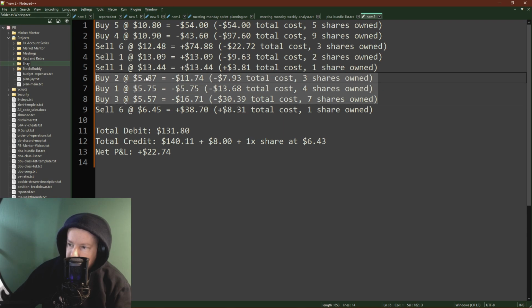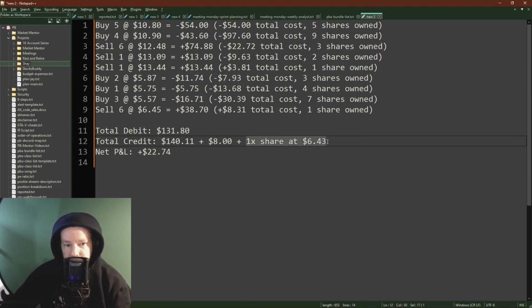So I bought 6 shares over the course of time to build it down into the 643 level, right? And then I sold 6 of them, so all but 1 share, 2 cents above my average, just so that there's no confusion about where it gets filled. And that gave me a net credit of $38.70. So altogether, if I added all the debits and the credits, I spent a total of $131.80, and I was paid $140.11 just for the share P&L. However, I also collected the $8 special dividend, which is nice, and I also still have that one share left over at $6.43 that I paid for it.